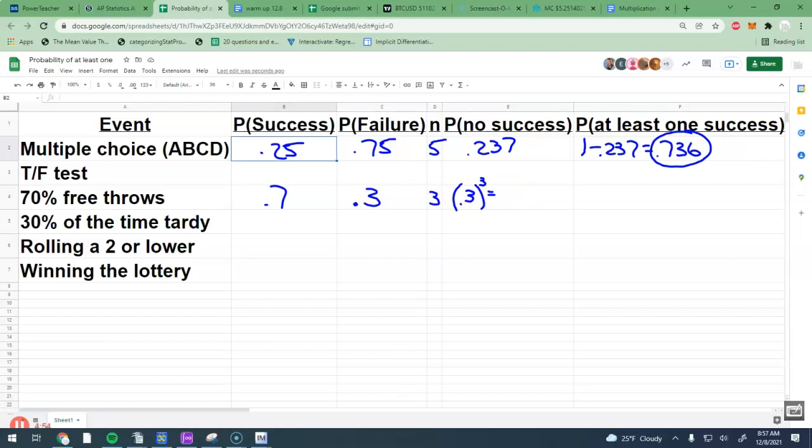So 0.3 cubed, is that 0.027? Is that right? Okay. So yeah, I have to fail 3 times in a row, so you're taking the failure probability to the third power. So 0.973. Is that right? Yes. Okay. So aside from me screwing it up, which was the worst time possible to screw it up.